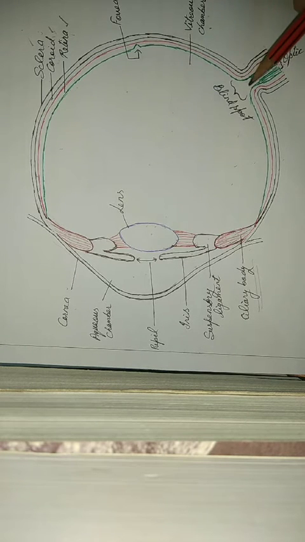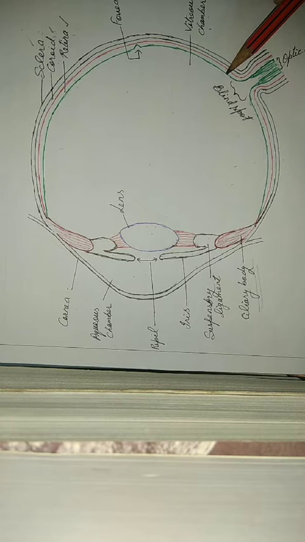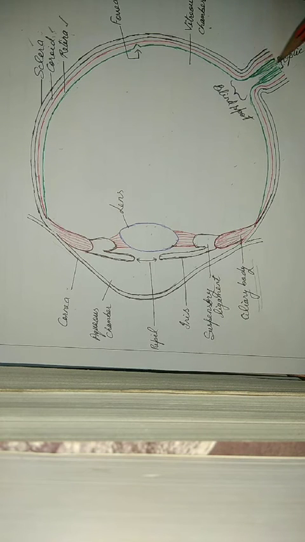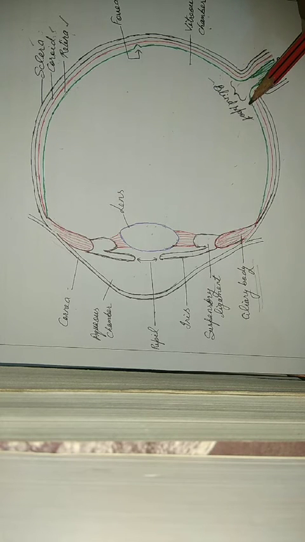The point in the retina where the optic nerve leaves the eye and the retinal blood vessels enter the eye is called the blind spot, where no photoreceptor cells are present.